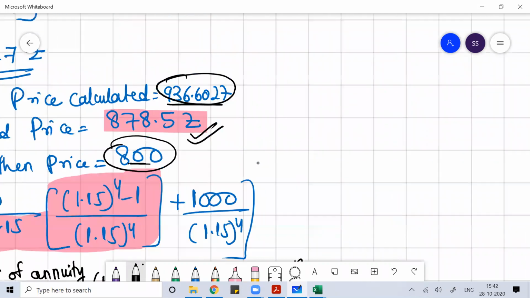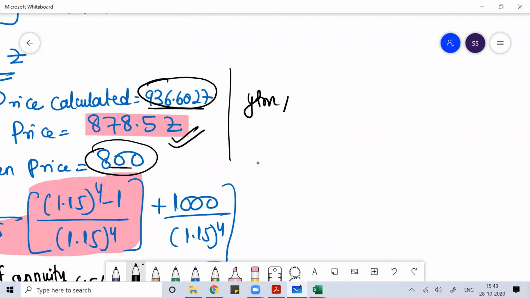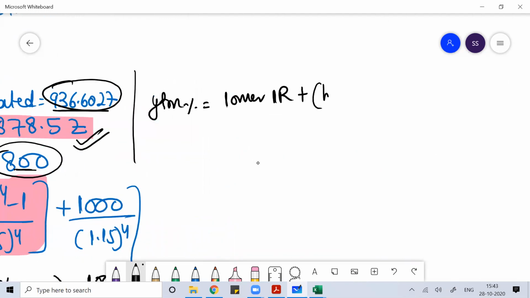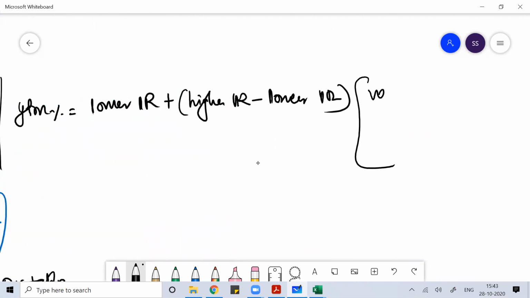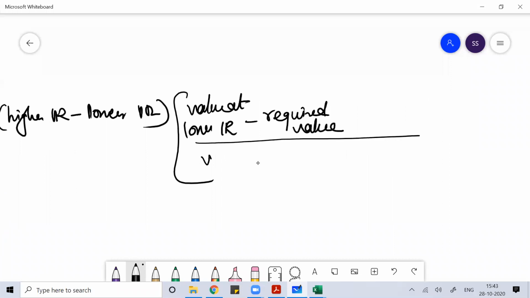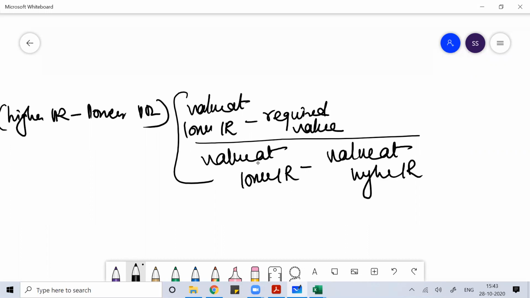That is what is given. The formula of YTM I already told you: lower interest rate plus higher interest rate minus lower interest rate, times value at lower interest rate minus required value, divided by value at lower interest rate minus value at higher interest rate.